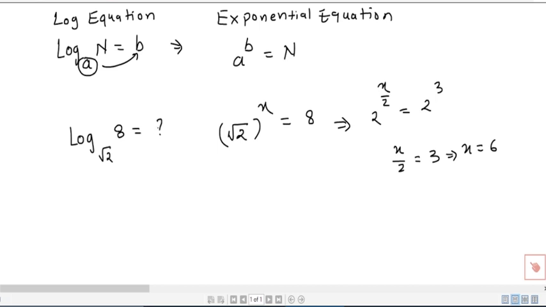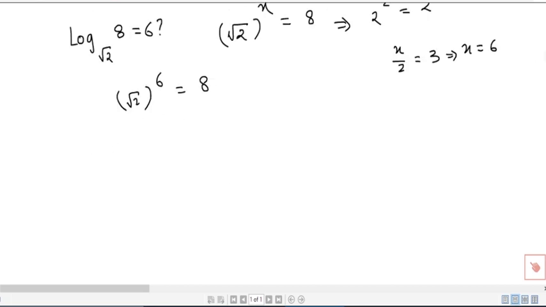Simple. So you will say the answer is 6. If you raise root 2 to the power 6, you will get 8 as the answer. So here I think it is clear to you what we do in logarithms.